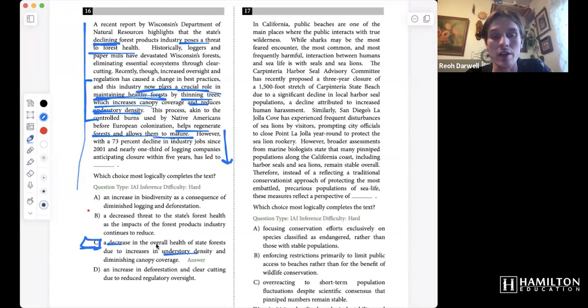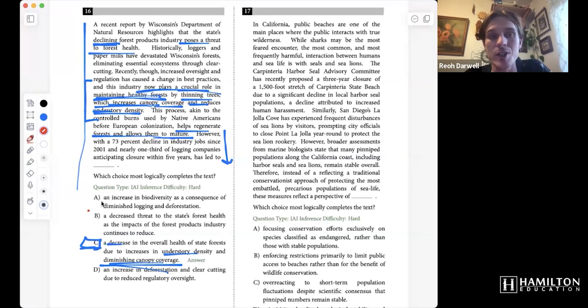But without it being there, that will increase. And they help increase canopy coverage, which is a good thing. But without it, it'll diminish. Okay, so we just have to do some logical opposites here to arrive to our correct answer.